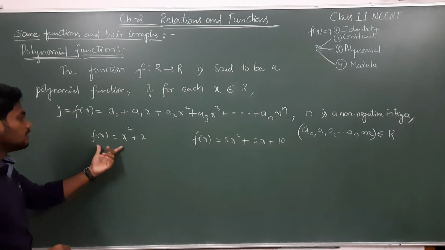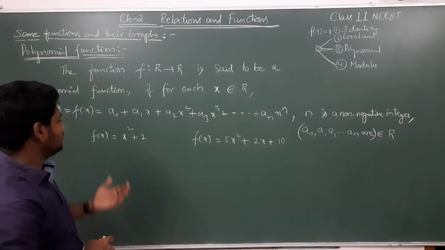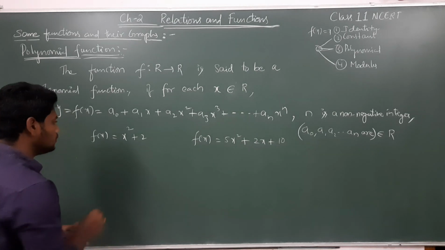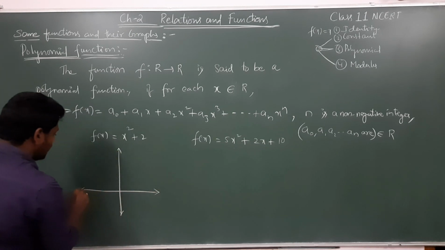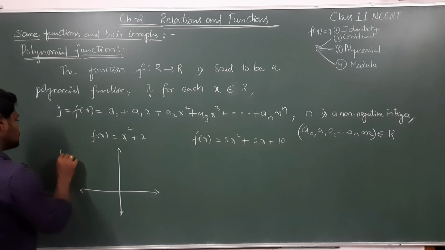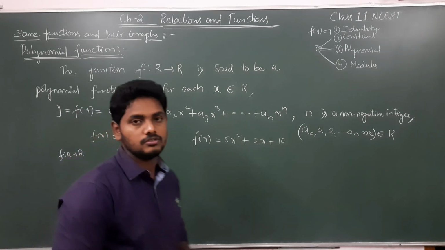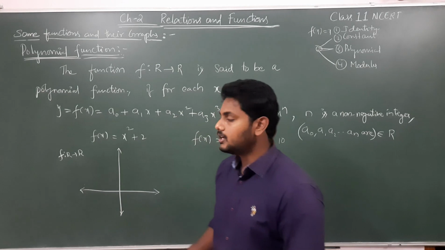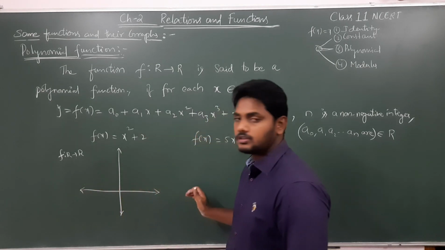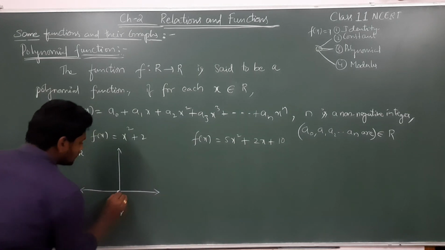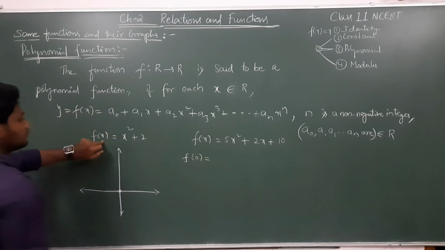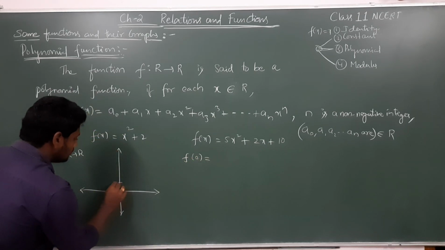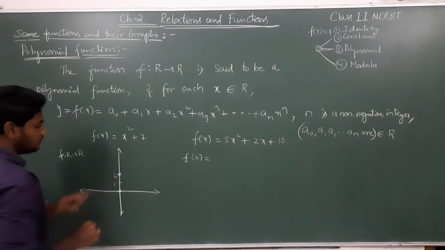For example, if we consider f of x equal to x square plus 2, can anyone draw the graph of this? See, f is from R to R. What are the domain values of this function? Domain values are always real numbers. Real numbers means negative numbers will be there, positive numbers also, 0 also. If I substitute 0 instead of x, f of 0 is 0 square plus 2, nothing but 2. F of 0 means 2.